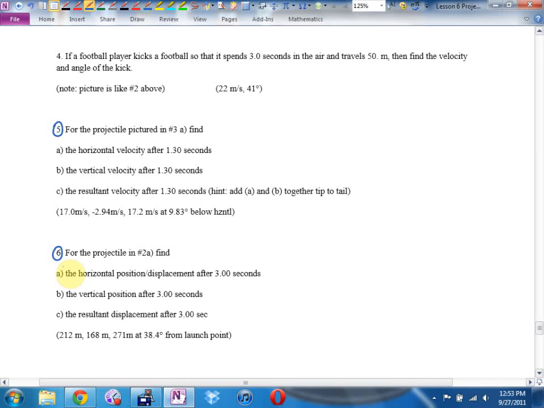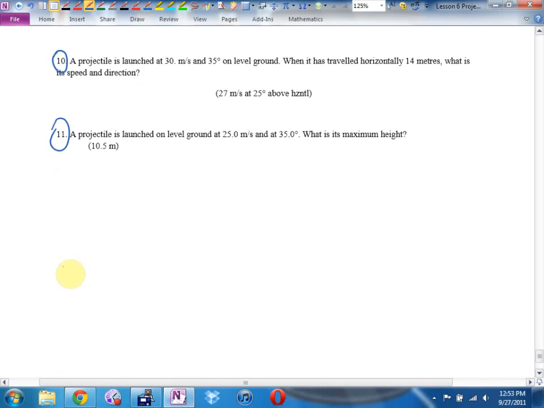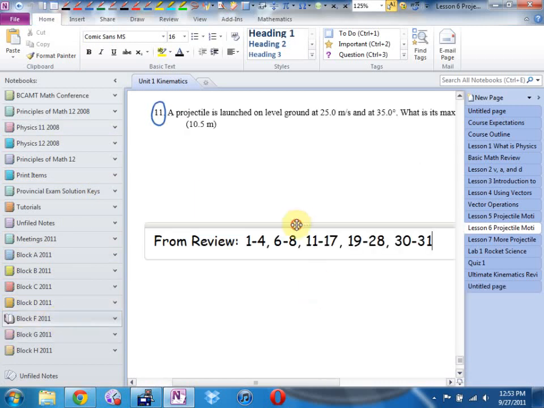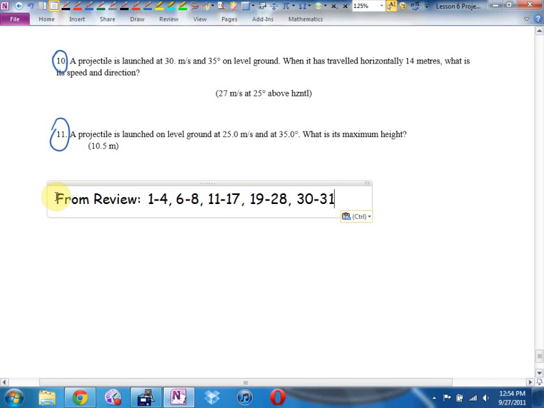Number 10 is good, and 11 is good. We're nearly done. I only actually have about 2 more lessons, and I'm done the unit. So I'm also going to say to you, remember the great big review that I gave out, the one that was called the Ultimate Kinematics Review? If you finish this homework, you can start working on the review, and these are the questions that you're now capable of doing: 1 to 4, 6 to 8, 11 to 17, 19 to 28, and 30 and 31. I'll leave that up there for a few minutes in just a second. But first, well, the lesson is done. Right click.